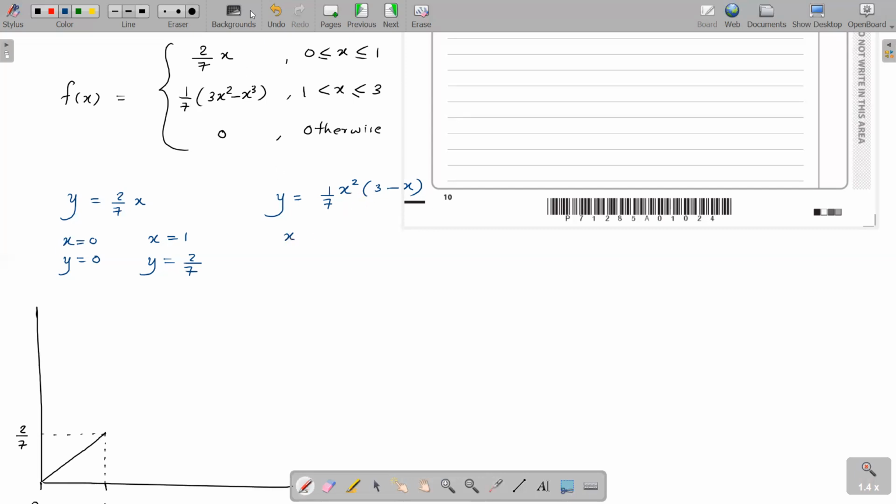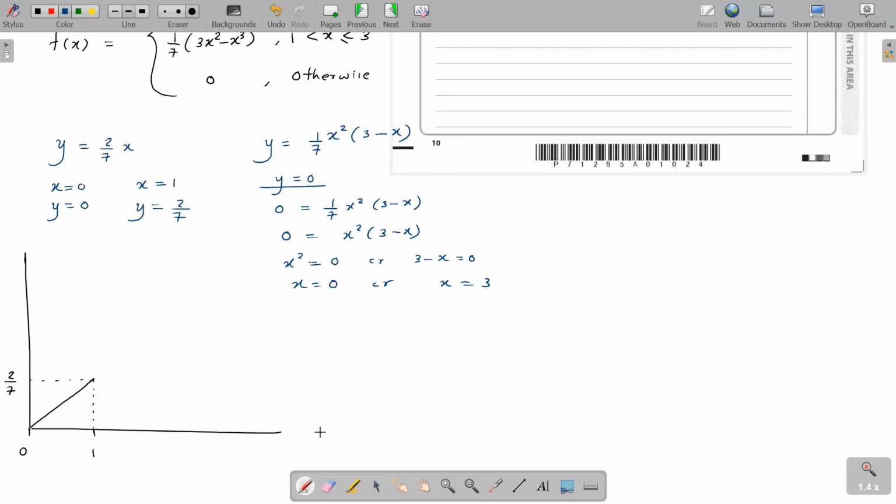So when y is 0, let's get the roots. When y is 0, I get 0 equals 1 over 7 x square (3 minus x). So x square equals 0 or 3 minus x equals 0. X equals 0 is a repeated root, which means you have a turning point at x equals 0, isn't it? Because in a cubic graph, if you sketch this individual cubic graph, at x equals 0 you have a repeated root. At x equals 3, there's a single root.